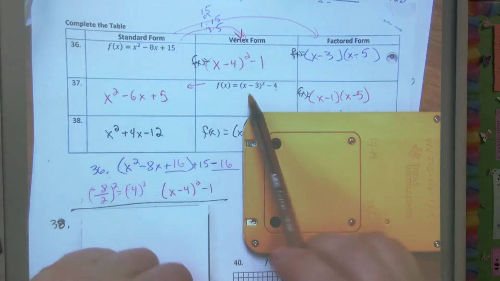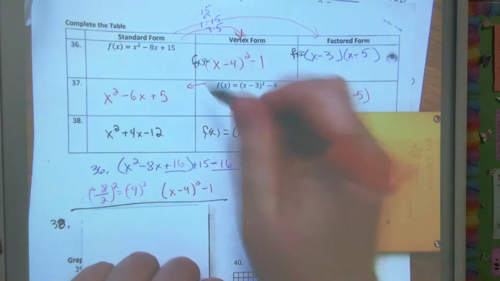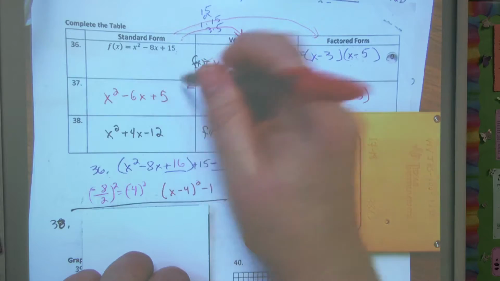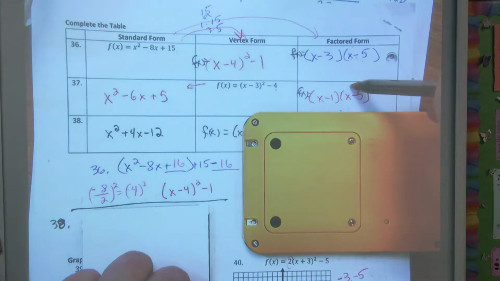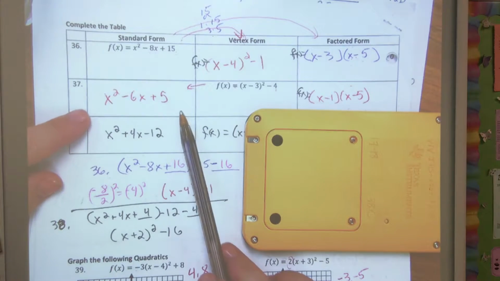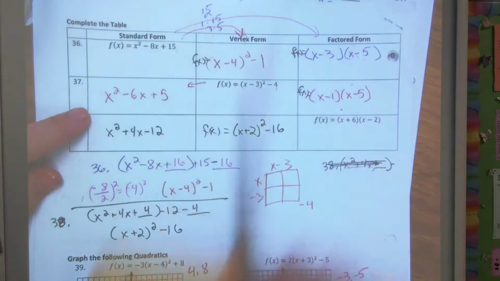For number 37, I can't go from vertex to factored. I have to go from vertex to standard and then back to factored. So the very first thing I did was multiply this out, and I think I did that.